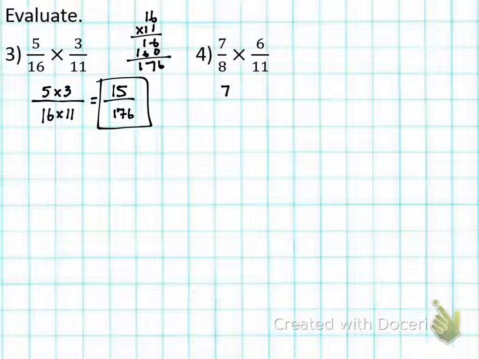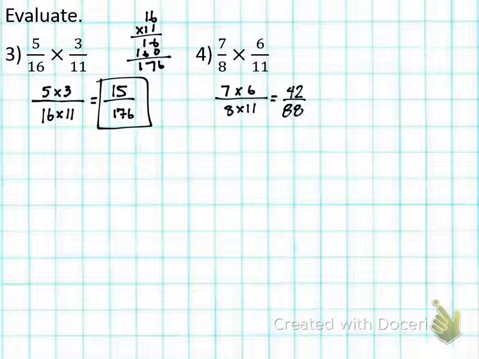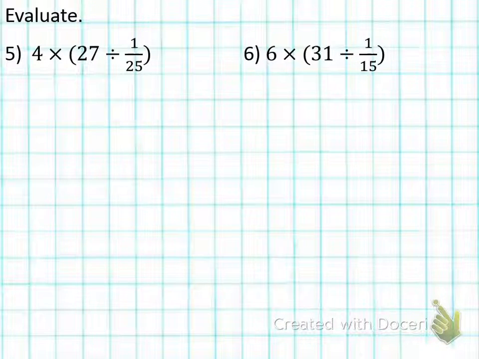Times 6 over 11 could be 7 times 6 over 8 times 11, right? Makes it easier to see that. 7 times 6 is 42. 8 times 11 is 88. What goes into both of these? Well, it's even, so at least 2 does. What's 42 divided by 2? 21. And 88 divided by 2 is 44. That's number 2. Make sense? Yeah? Okay, continuing.